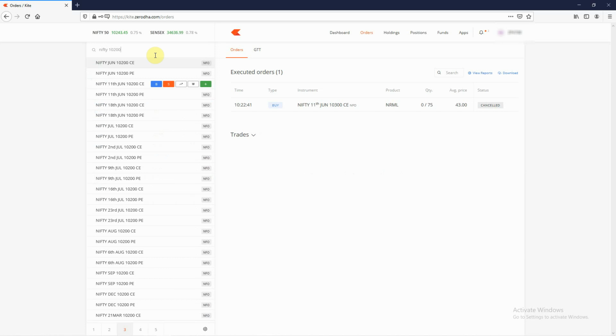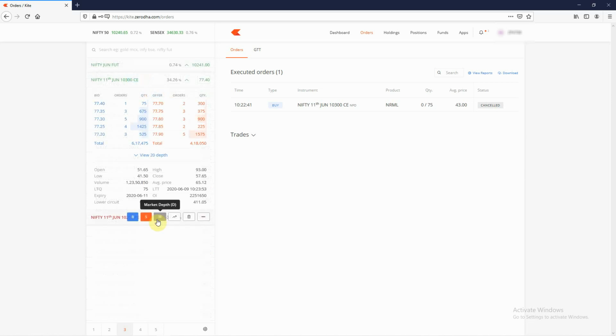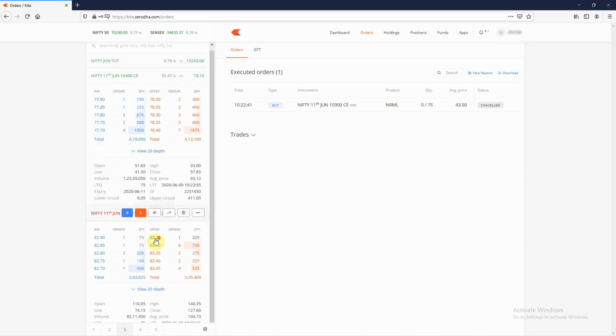Again, if I choose Nifty 10,200, it shows prices for each and every expiry for both call option and put option. If you scroll down the menu, say I want to buy a put option. Put option is PE, and I want to buy, say, 11 June expiry. So I take this and select this. Now this ticker tape is shown here. You can see the bid and offer.